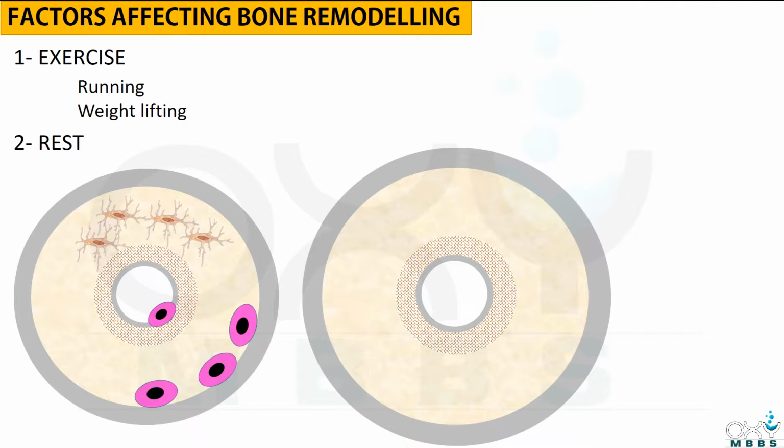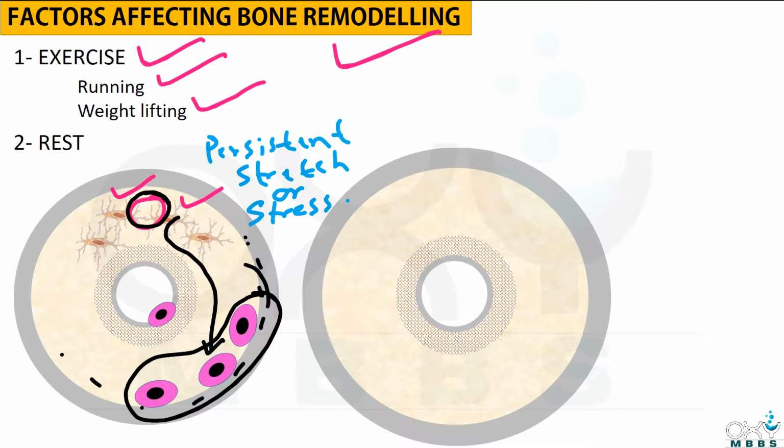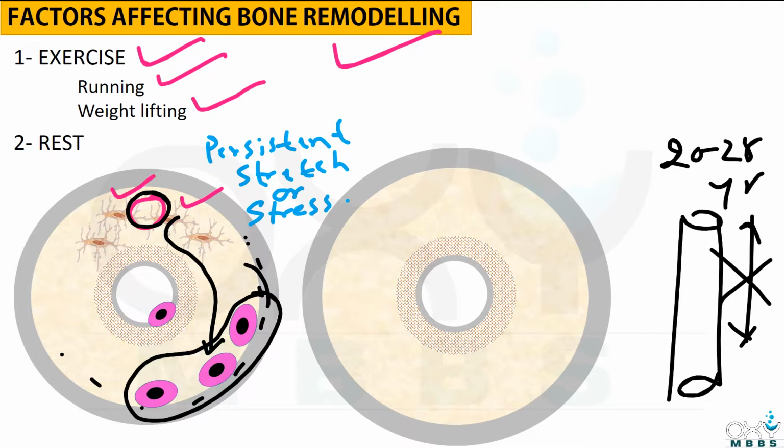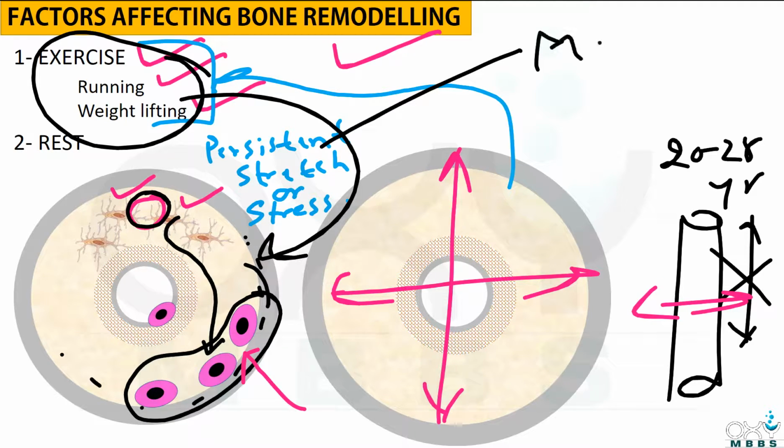Now let's talk about the factors which affect bone remodeling. The first one is exercise. If somebody is doing heavy exercise like running or weightlifting, it may cause stretch or stress on the processes of the osteocyte cells. Because of this persistent stretch or stress, the osteocyte cells give signals to the osteoblast cells, and osteoblast cells start to synthesize new bone. As you all know, in the adult, at around 20 to 25 years of age, the bone cannot increase in length, but because of this extra deposition of bone tissue, bone increases in width, and this is a bone after increase in thickness. Now this thick bone is able to bear heavy exercise. So during heavy exercise, only bone formation takes place, that is, only modeling takes place in the bone.